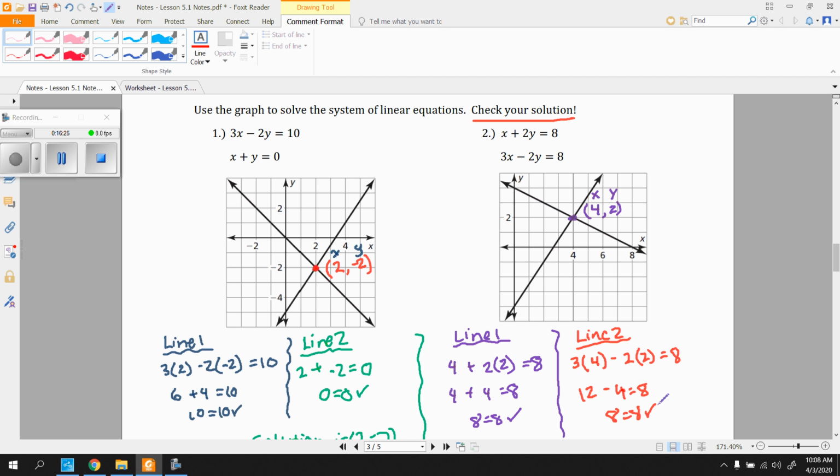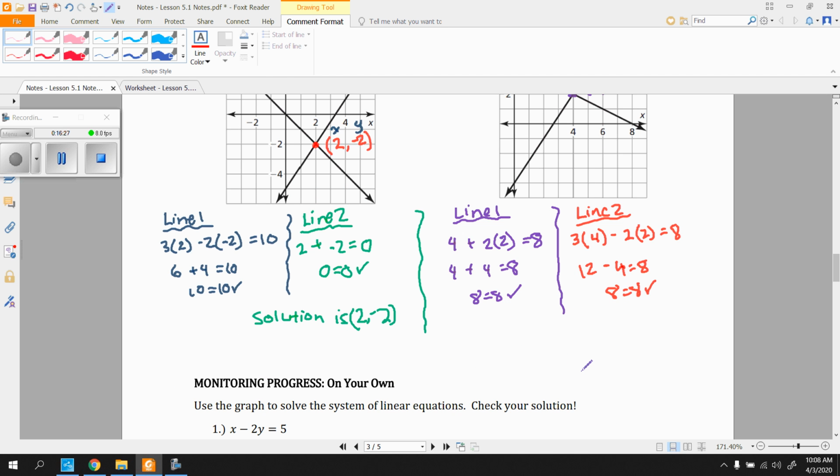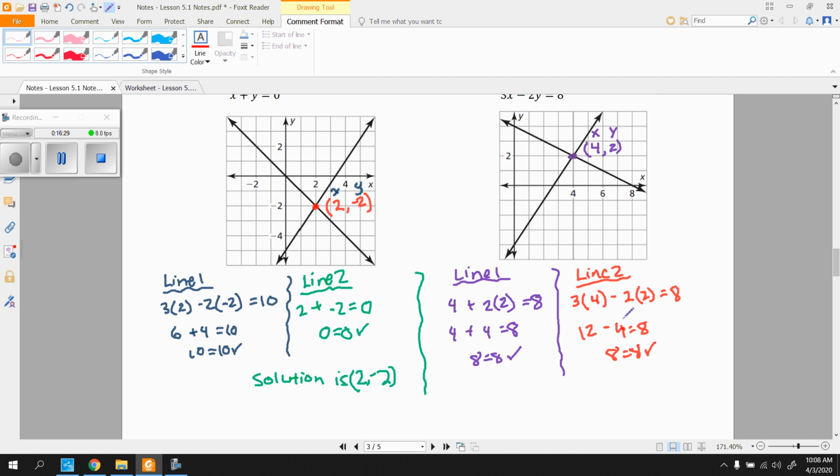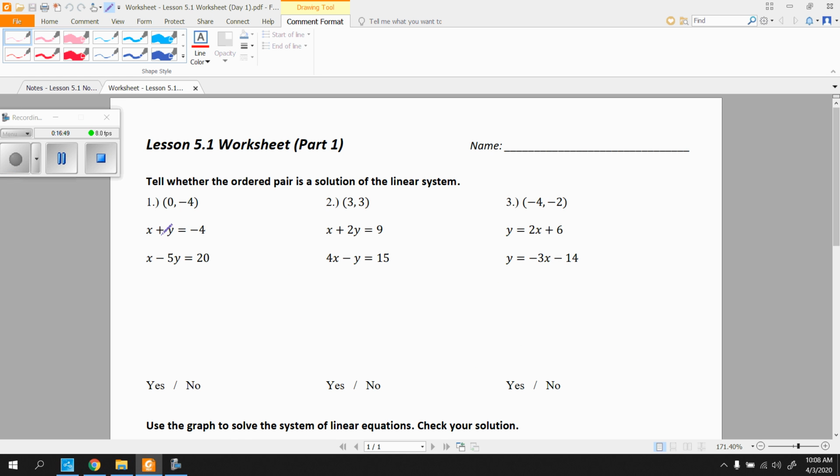I think we're okay. So we would just follow up and say, what were our coordinates? 4, 2. The point (4, 2) is the solution. So there we have it. I'm going to show you the homework right now. It's going to look identical to the 2 types of problems we did.